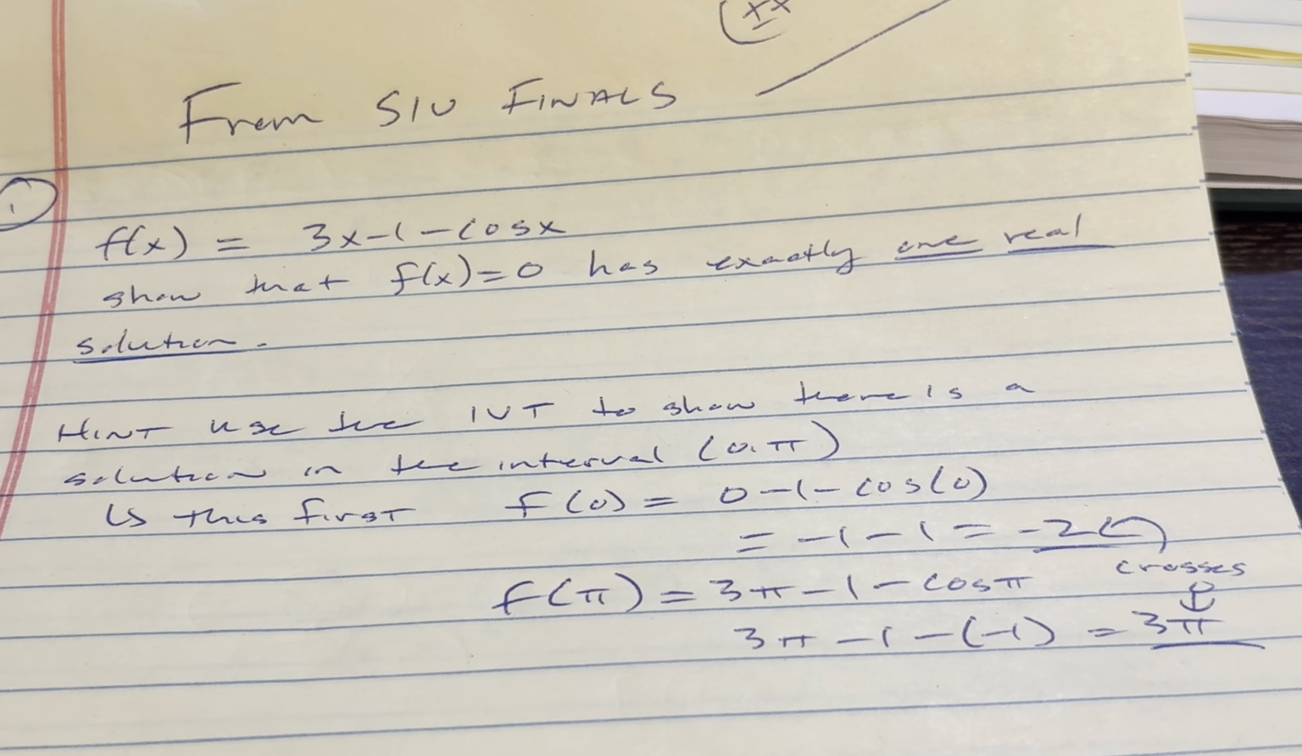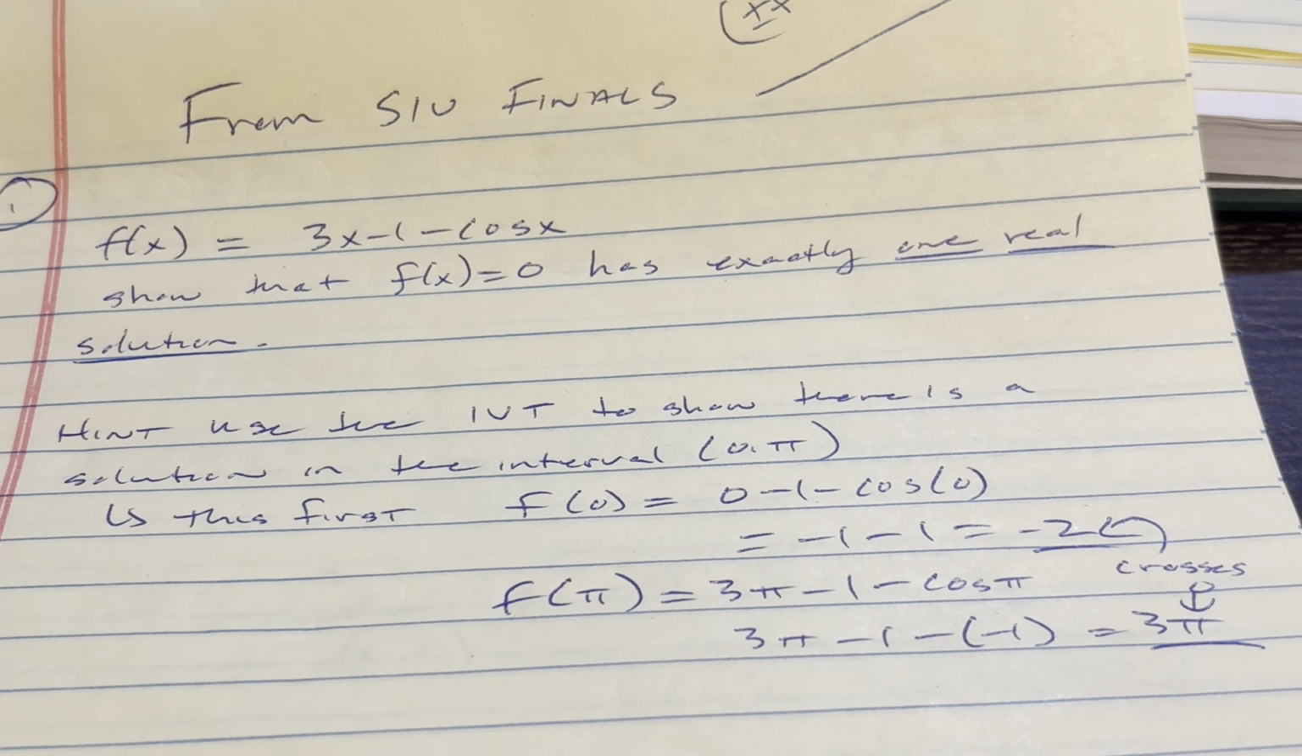You know the intermediate value theorem. Plug in the lower bound, f of 0. What's f of 0? Be careful here. It's negative 2. What's f of pi? You have 3 pi minus 1 minus cosine pi. The negative ones cancel and you're left with 3 pi. That's definitely bigger than 0, so it crosses 0. That means there's a solution between 0 and pi. Awesome. So there is a solution there.